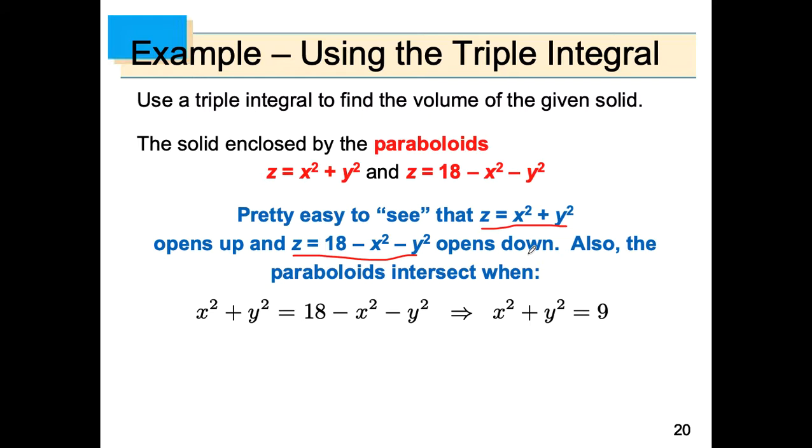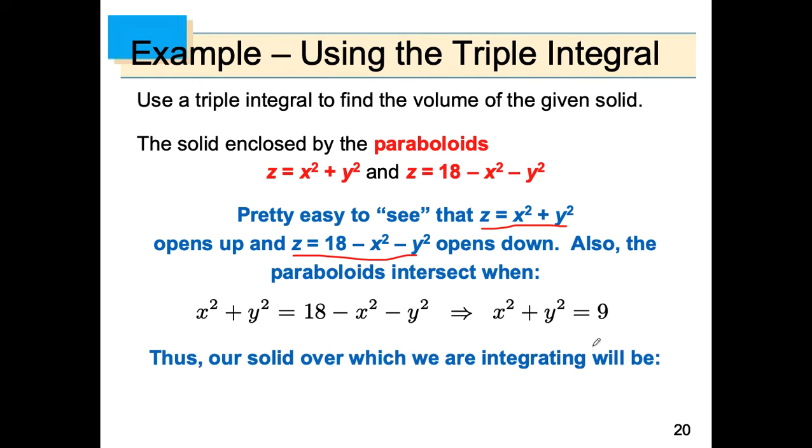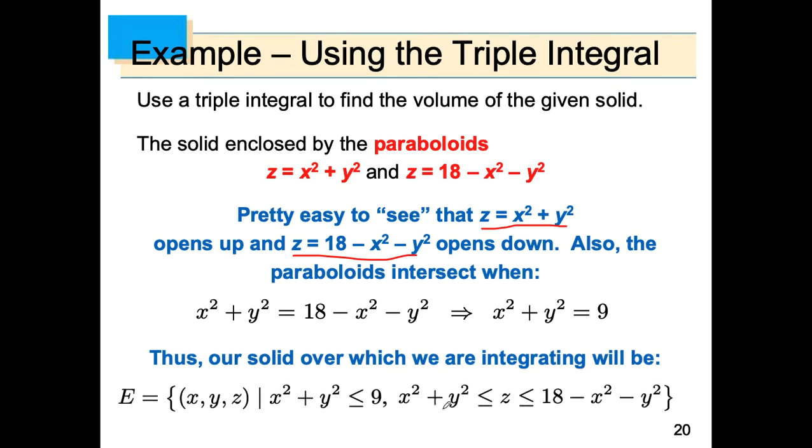Now students might think, oh, that circle must intersect at z equals 0. Not necessarily. This is actually a cylinder. It is a circle, but it's a circle if it was only 2 dimensions. But because z is missing, this is actually a cylinder that goes up and down forever with a radius of 3. So basically we're going to end up getting the following region that we'll be integrating over. Pretty complicated looking, but don't panic too much.